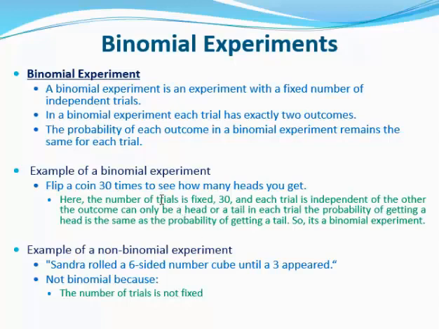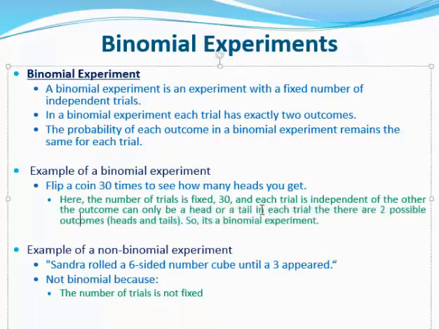Some examples of a binomial experiment: flip a coin 30 times and see how many heads you get. The number of trials is fixed because you have 30. Each trial is independent of the other. Again, just because you flip a heads first doesn't mean you're any more likely to flip a heads second or a tails second. There's a precise number of trials there, and there are exactly 2 outcomes to each trial. In this case, there are 2 possible outcomes, heads and tails. Therefore, it's a binomial experiment.